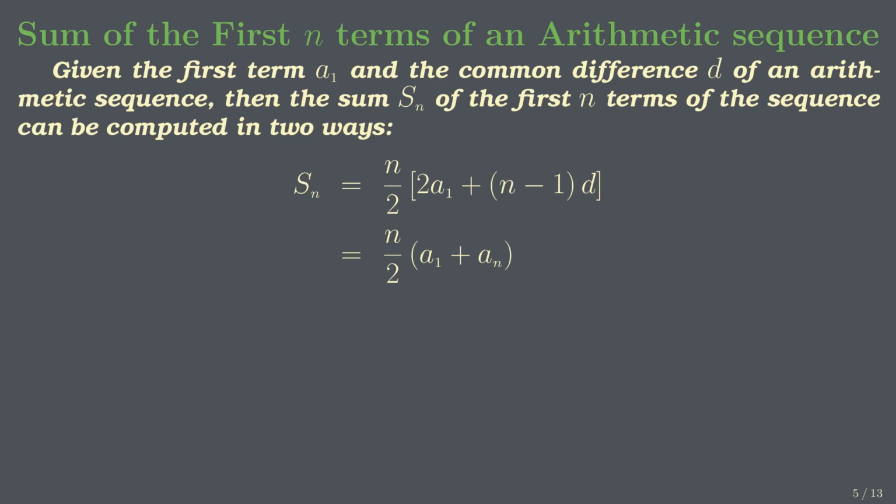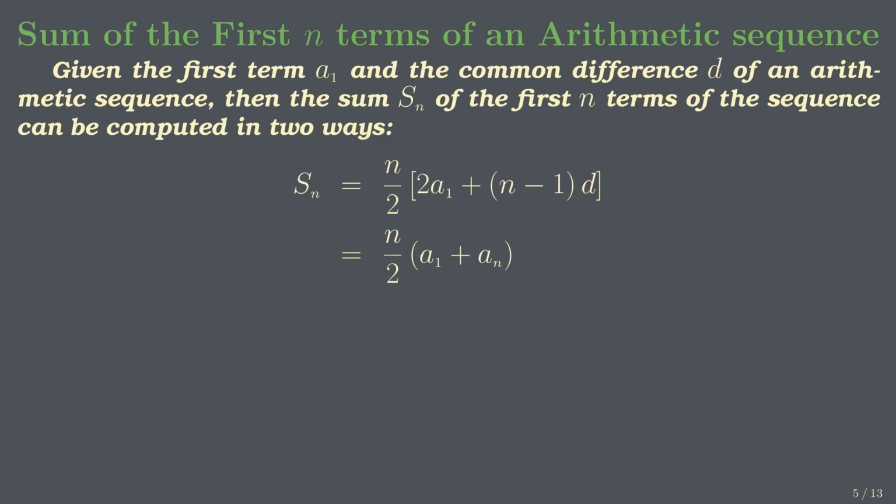Now, you can actually compute the sum of the first n terms of an arithmetic sequence. This can be done in two different ways. The first way is that the sum sn of the first n terms of the arithmetic sequence with the first term a1 and the common difference d is n over 2 times 2a1 plus n minus 1 times d. And an equivalent way of computing this is n over 2 times a1 plus an.